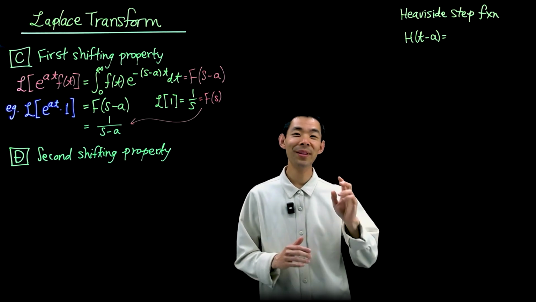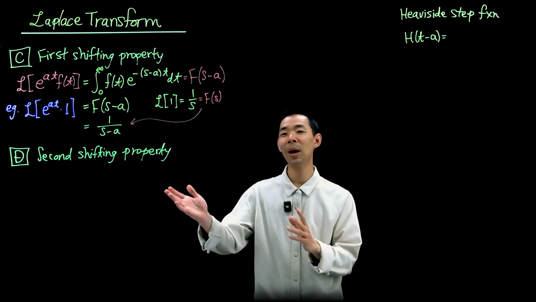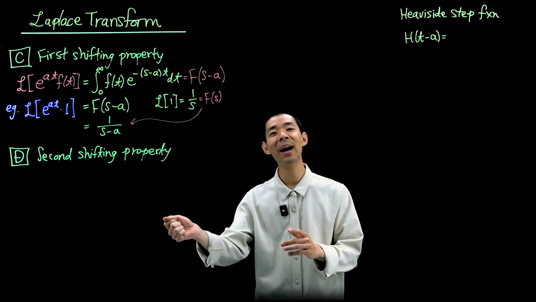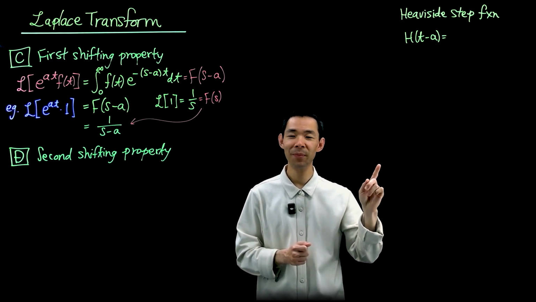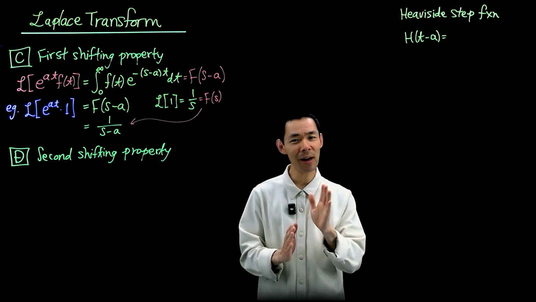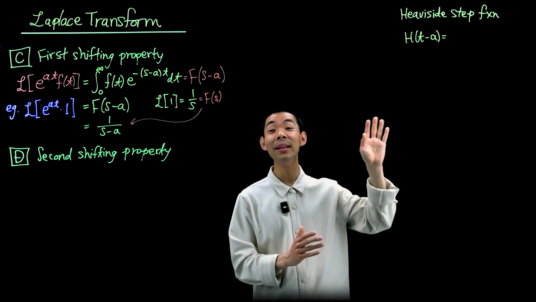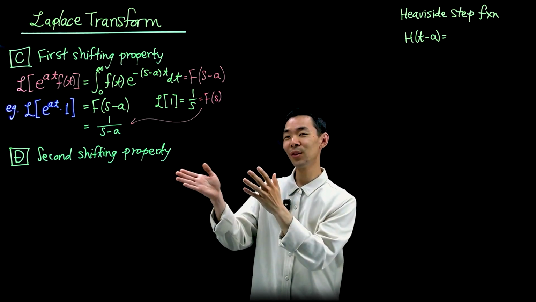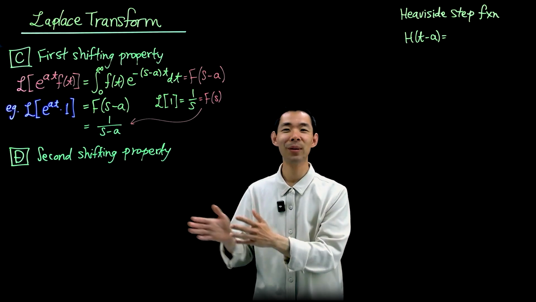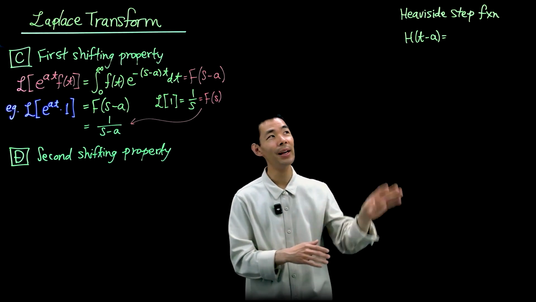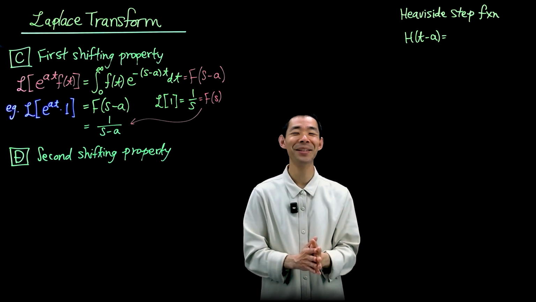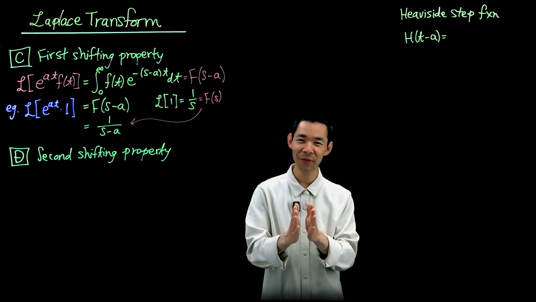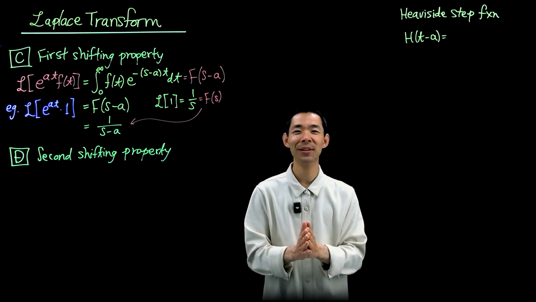Let's now talk about the second shifting property. But before we get into that, I'd like to first introduce the Heaviside step function, which is kind of an interesting function. You may not have heard of it before, but we're going to need the Heaviside step function to introduce the second shifting property. But also as an aside, the Heaviside step function is a very important function in science and engineering. Let me just define what this function does first.